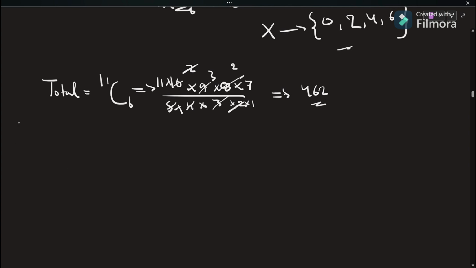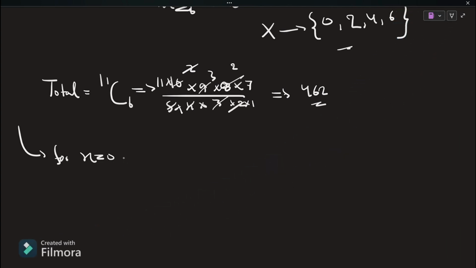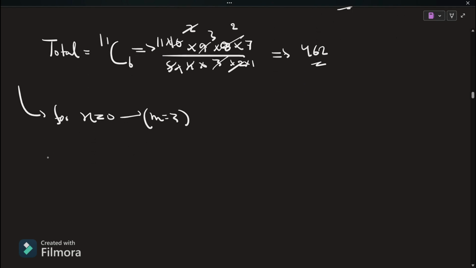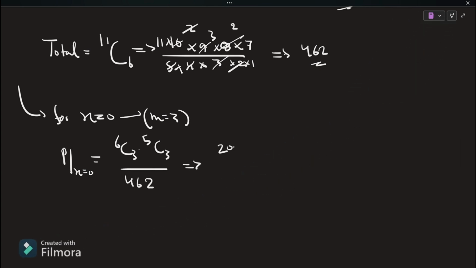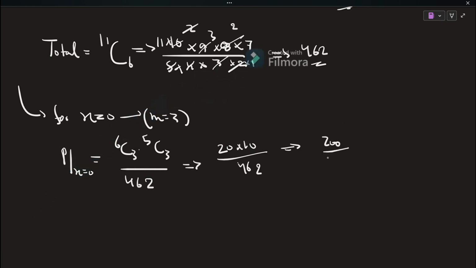For X equals 0, when m equals 3, the probability at X equals 0 is this: we first chose 3 from 6, then 5 were left, so from 5 we chose 3 again, and then divided by the total 462. So the probability we get is 200 out of 462.